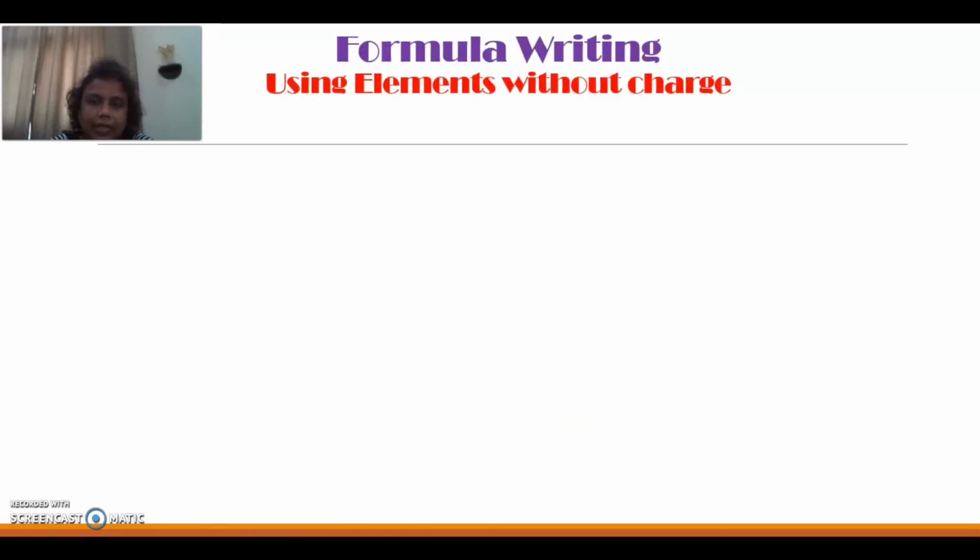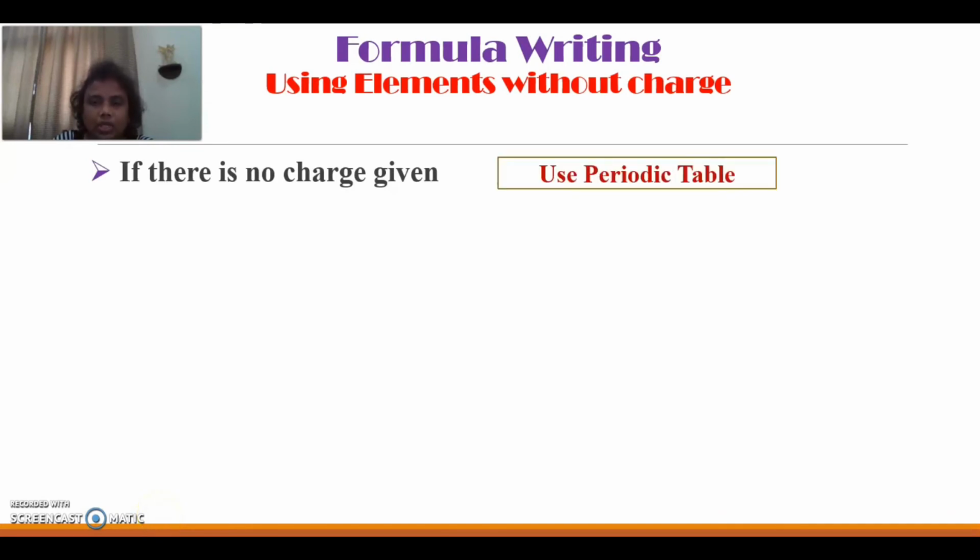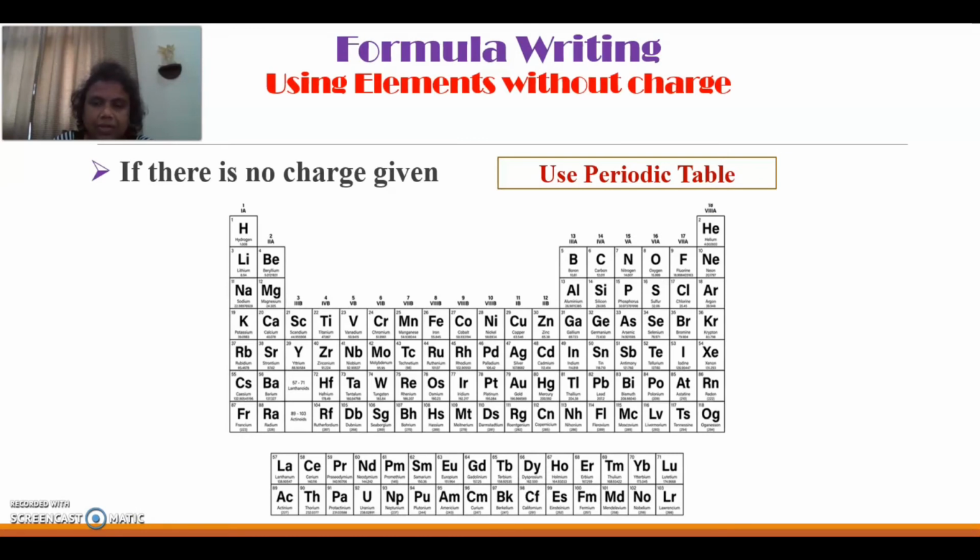Okay, let's see the way of writing a formula if they did not give you the charges of the elements. In this case, you have to use a periodic table. This is the periodic table. You know that these vertical lines we call groups. The horizontal lines we call the periods. In here, each group has a number 1, 2, 3, 4, 5, 6, 7 like that.